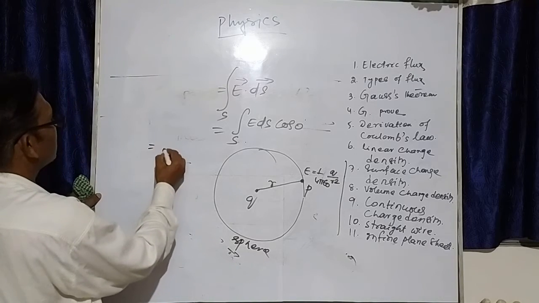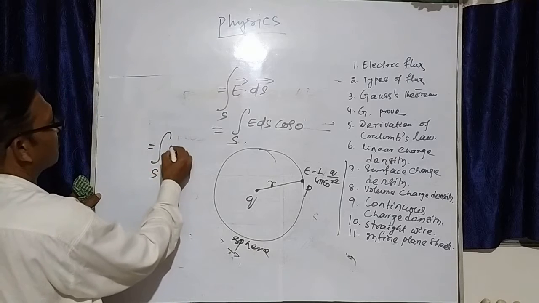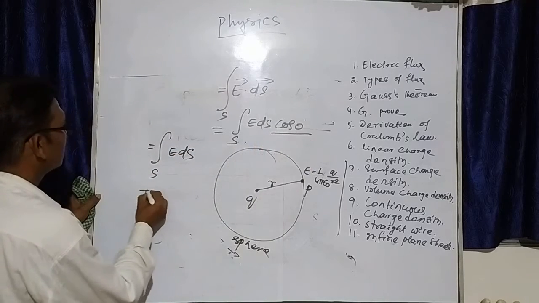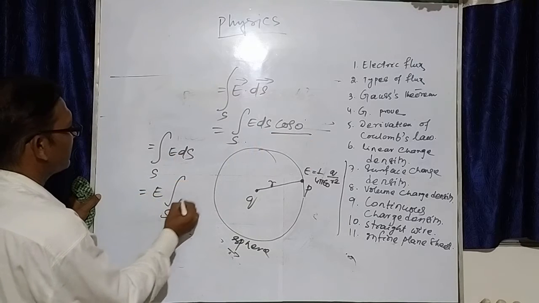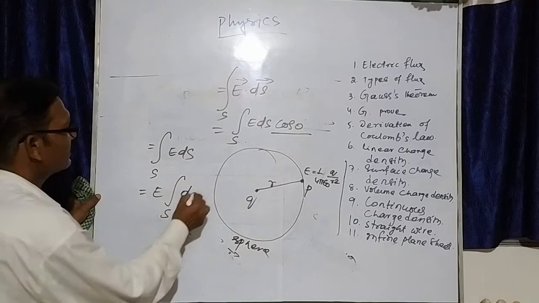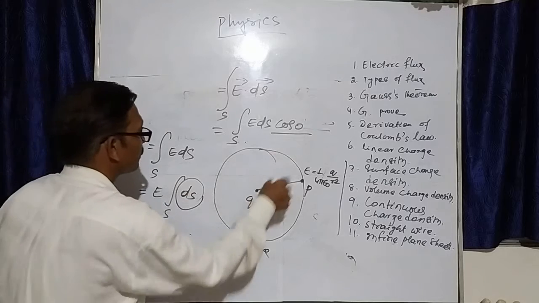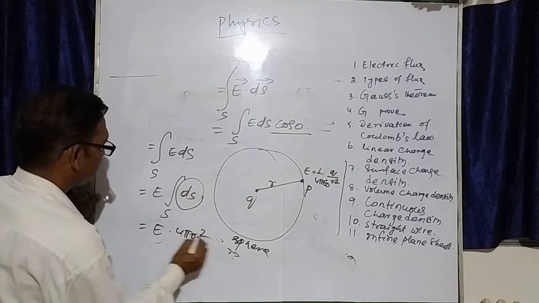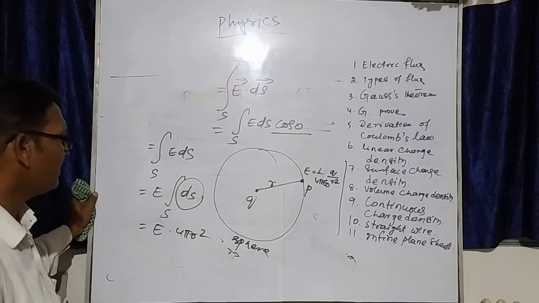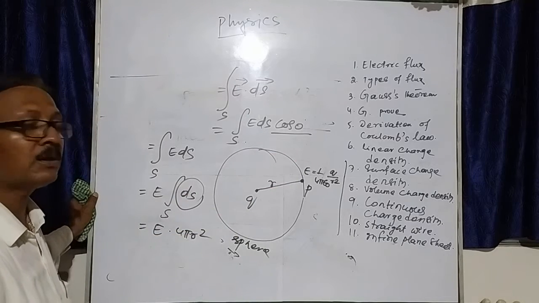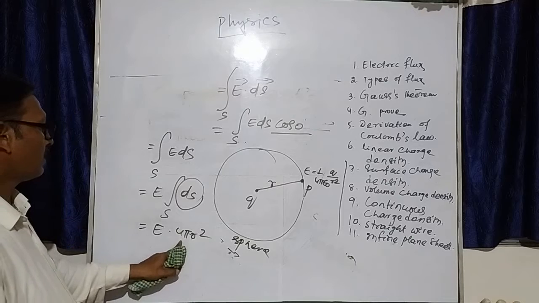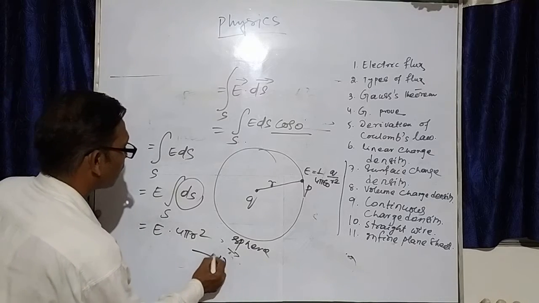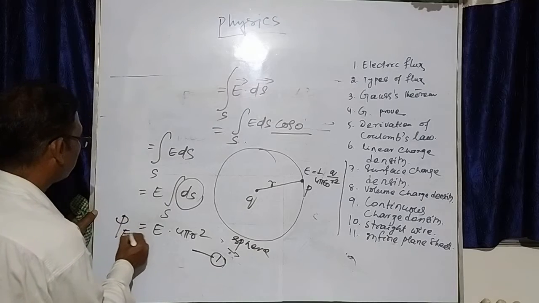If you take this, the flux is equal to the surface area integral of E ds cos 0, and cos 0 is equal to 1. This is equal to E ds, which is E times the surface area of a sphere. The surface area of a sphere is 4 pi r square. So flux is E into 4 pi r square. This is equation 1, and this is equal to your electric flux.